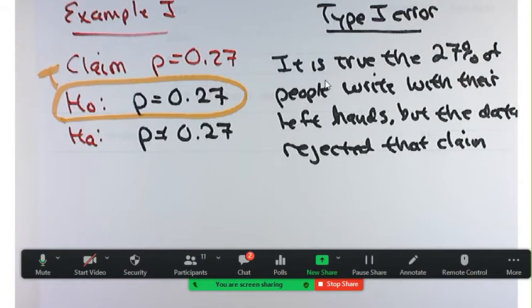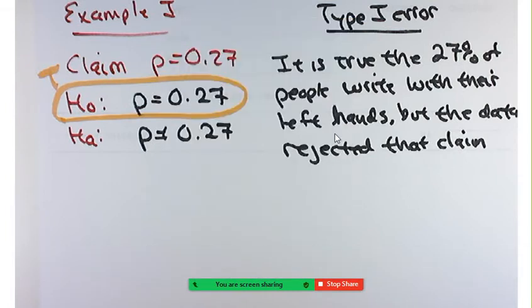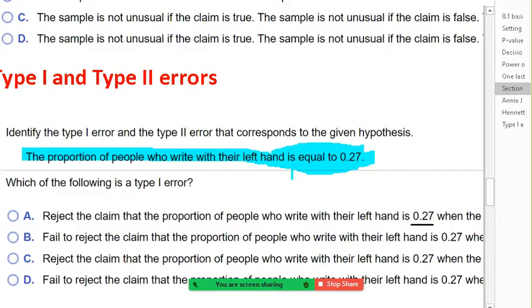So it's tough. There's two things I want you to state when you're stating these kinds of type 1 and type 2 errors in words. I want you to tell me what the status of H naught is, and I want you to tell me what your decision was compared to H naught. Okay. Let me go back here.